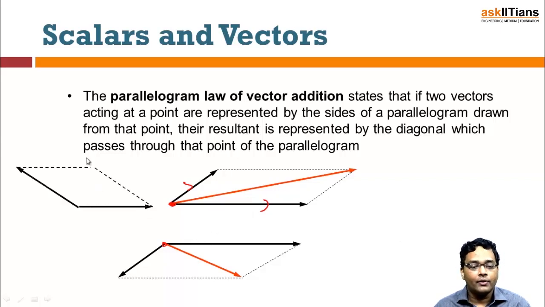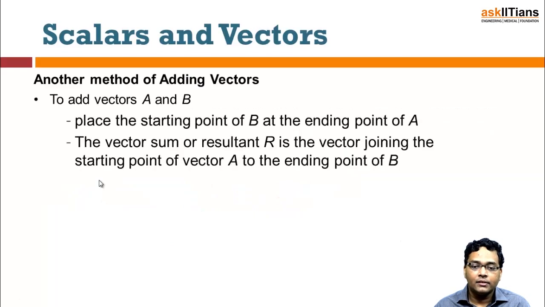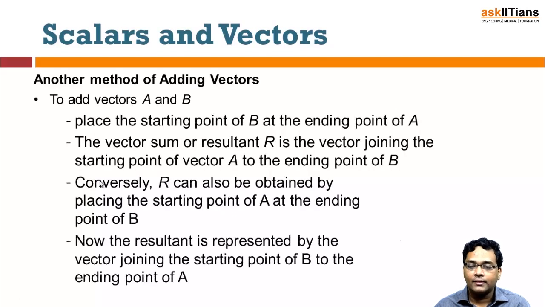In the same way, if you have the vectors like this, in the case of the parallelogram law, you are always going to join like this, and the resultant in this case is going to go like this. Okay. Now another method of adding the vectors. This is what is known as the triangle law.